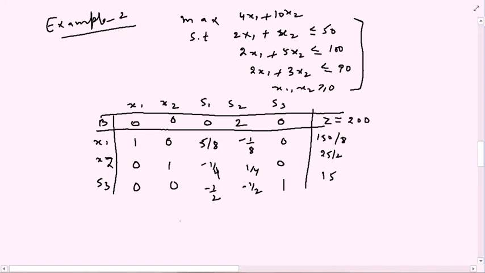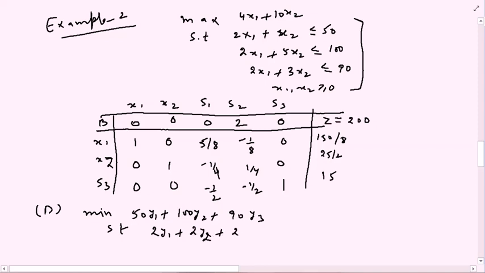Now let us write the dual problem first. So my dual problem is minimize 50y1 plus 100y2 plus 90y3 subject to 2y1 plus 2y2 plus 2y3 greater than or equal to 4, y1 plus 5y2 plus 3y3 greater than or equal to 10, y1, y2, y3 are greater than or equal to 0.